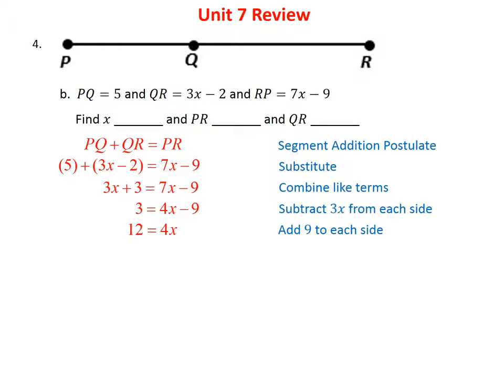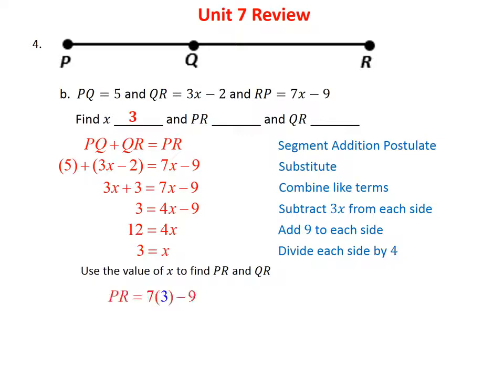And our final step, undo the multiplication of 4 times x by dividing. The opposite of multiplication is division. 4x divided by 4. Remember to divide both sides to keep it an equation. And we get x equals 3. Now to find our different components, we'll plug in x equals 3. PR is 7x minus 9, so 7 times 3, or 21 minus 9, which equals 12. And then QR is 3x minus 2, or 3 times 3, 9 minus 2, which is 7.